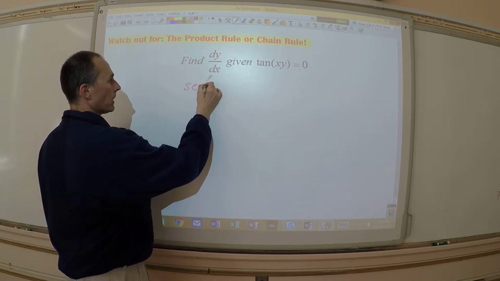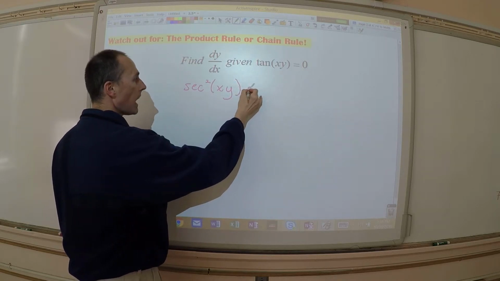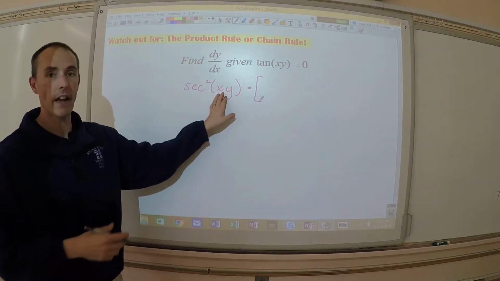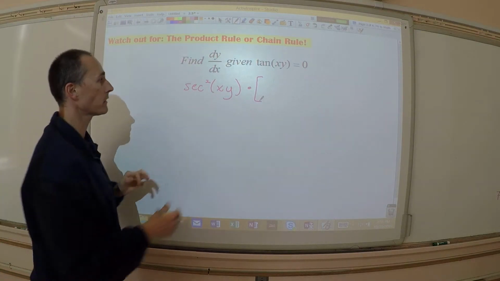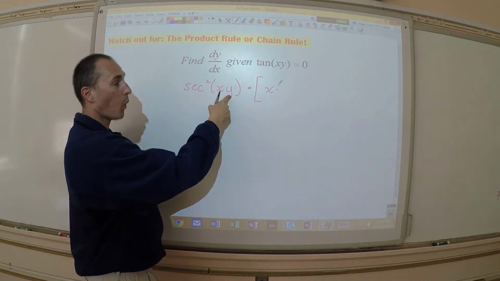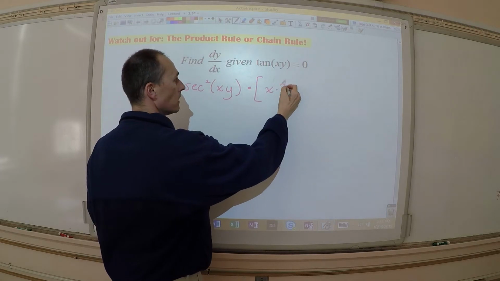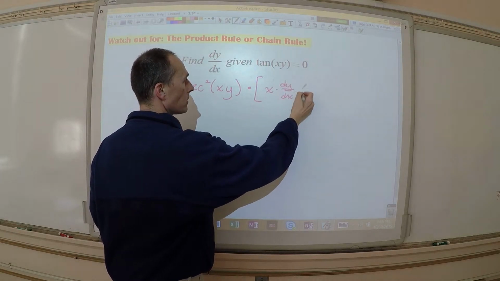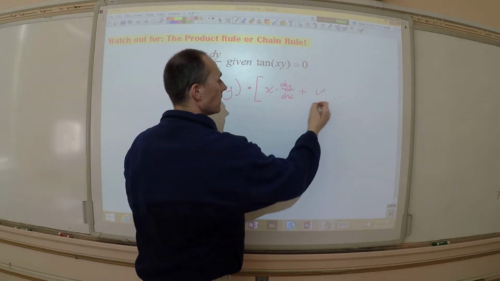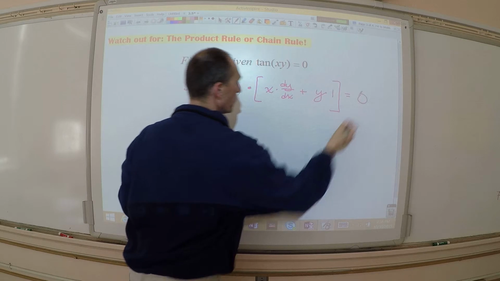Secant squared of xy times, and here's the chain rule piece, the derivative of xy. That's a product. So we have to say x times the derivative of y, which is 1. But since we're taking the derivative of y, we have to put dy/dx. Plus, now we switch it up, right? y times the derivative of x. And of course, that would all equal 0.